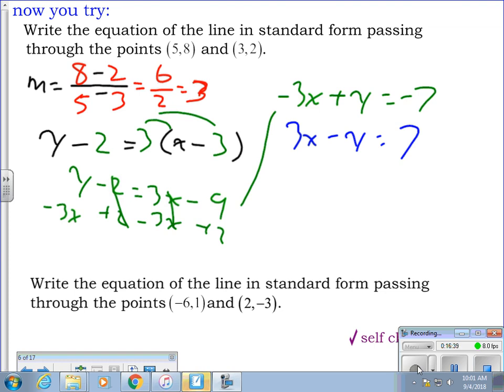I will take either one of those two. I don't care, as long as no fractions, no decimals, Ax plus By equals a number. I'm not hung up on my x's being positive. I don't care how my x's feel. They can be negative all they want.